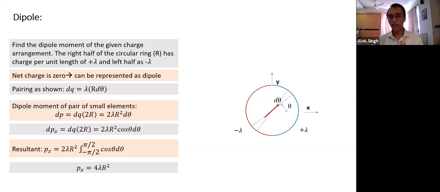Clear? Yes, sir. No problem. So any charge arrangement, we should be able to find dipole moment, which direction is going to point in the x direction. If I have to define the direction, I would have written in I cap because that's the x component. It will not have any component in y direction. So finding dipole moment, yes.